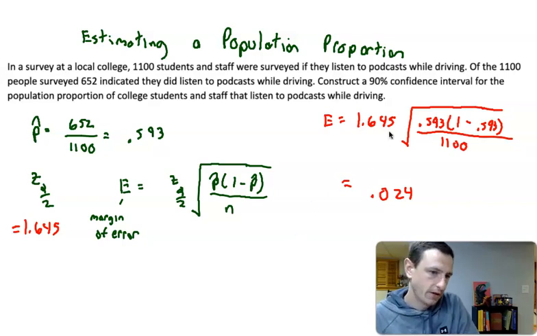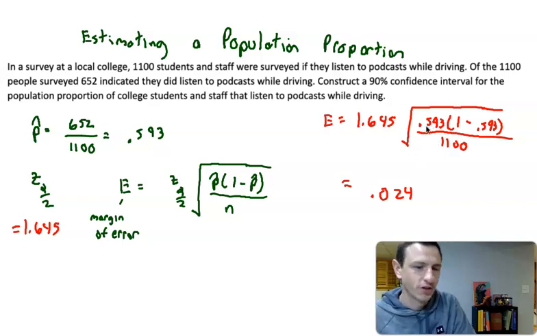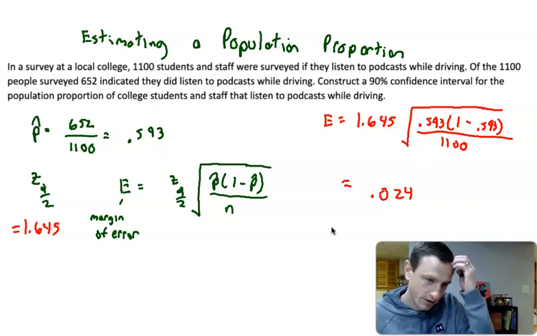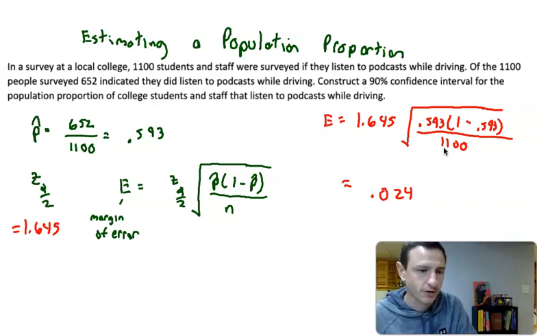Some people are really good at just typing this all into one screen. But if you want to be careful, the calculator has a mind of its own sometimes. And you think it's going to interpret what you type in one way, but it's going to take it a different way. So you just got to keep order of operations in mind when you're typing things in your calculator. So we have our margin of error.